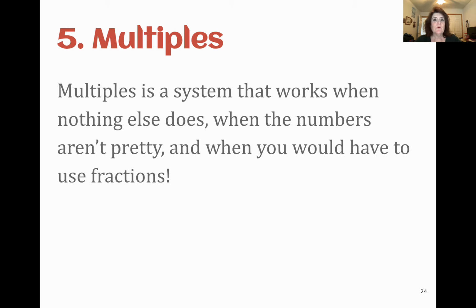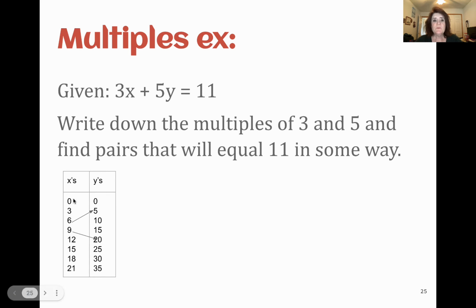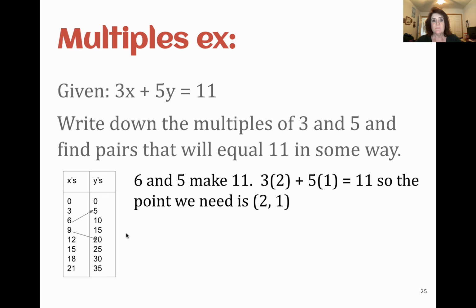Multiples is a system that works when nothing else does, when the numbers aren't pretty and when you have to use fractions for anything. So given the equation 3x plus 5y equals 11, here's what you do. You write down the multiples of 3 and 5, and find the pairs that will equal 11 in some way. So the multiples of 3 are 3, 6, 9, 12, 15, 18, 21. The multiples of 5 are 5, 10, 15, 20. And 6 and 5 is an 11 relationship, and 9 and 20 is an 11 relationship.